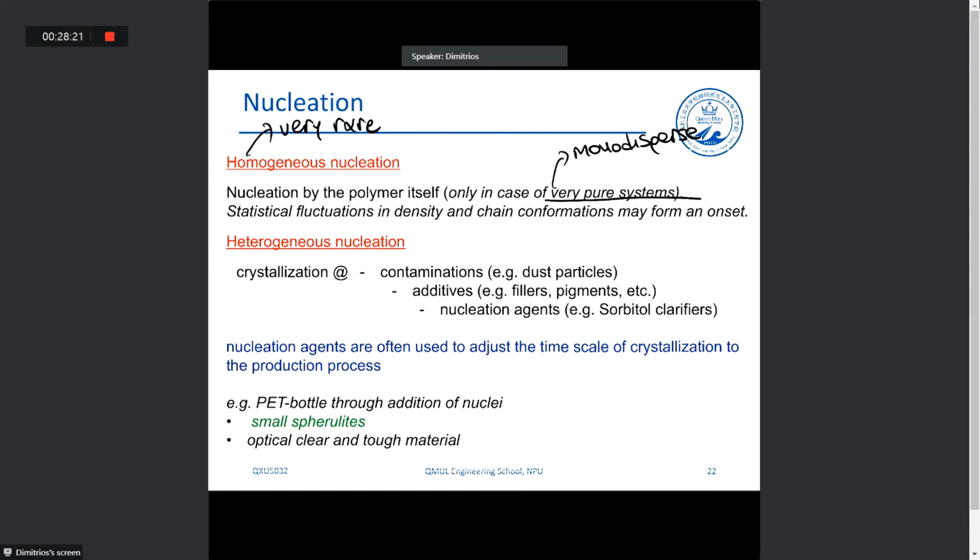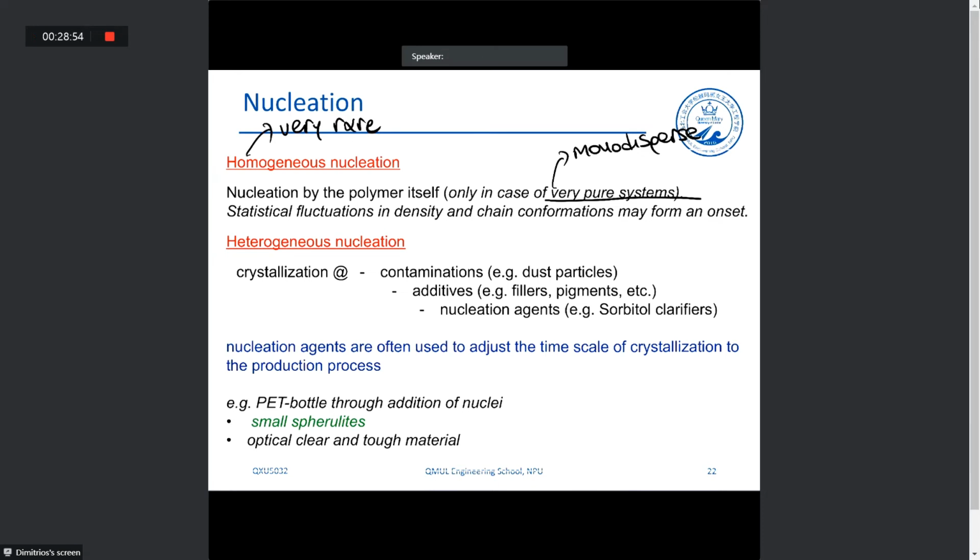So in homogeneous nucleation, we have statistical fluctuation in density or in chain conformations, okay? And what do we mean by statistical fluctuation in density? I'm not sure if you've seen this experiment where people put deionized water within a very smooth glass flask, okay? So you have deionized water within a very smooth glass, okay? And you put it in the freezer.